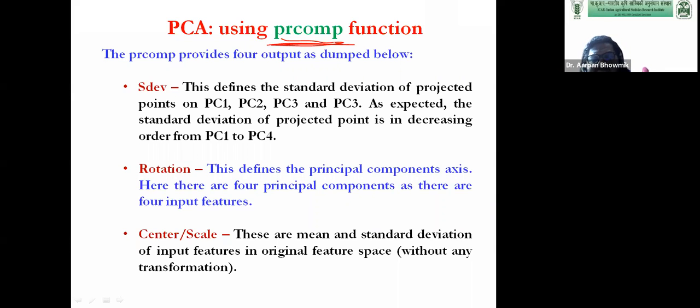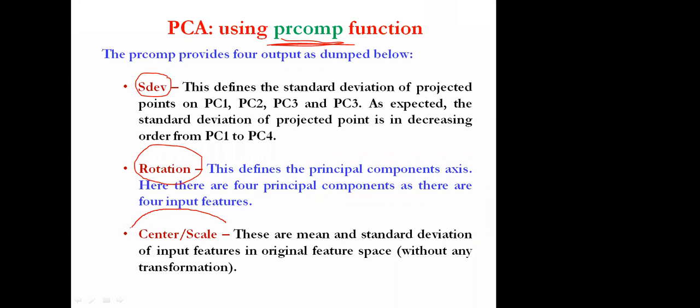But this prcomp function is the basic function which will provide you almost all the basic details required for principal component analysis. Once we perform this prcomp function, there will be some outputs. Some of the important outputs are sdev. As the name suggests, this is the standard deviation of the projected principal components. Sdev is nothing but the standard deviation. Rotation is nothing but the eigenvector. It will give the eigenvector, that is the rotation.